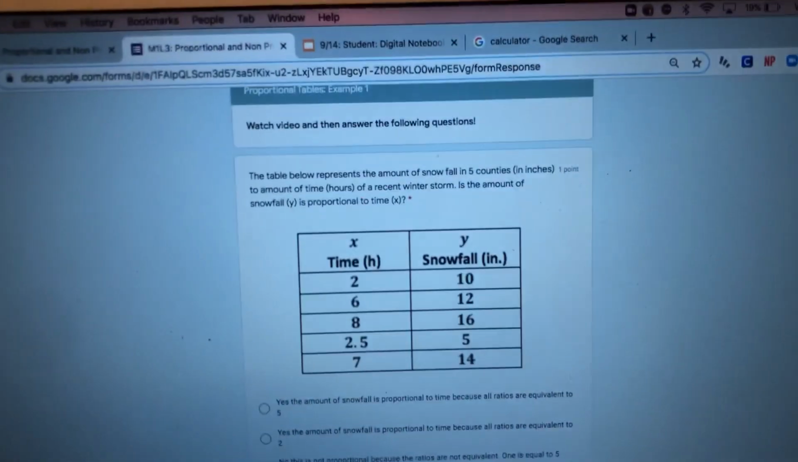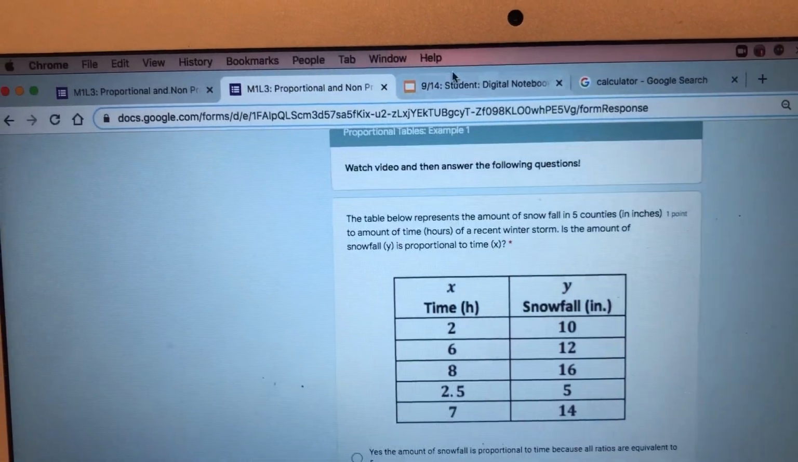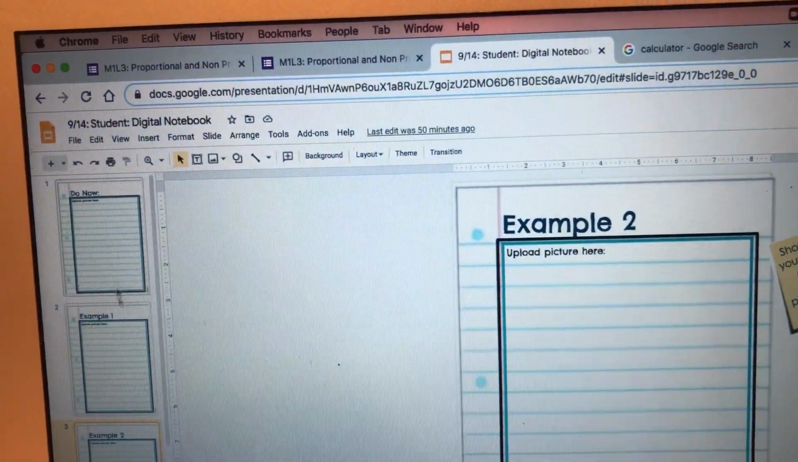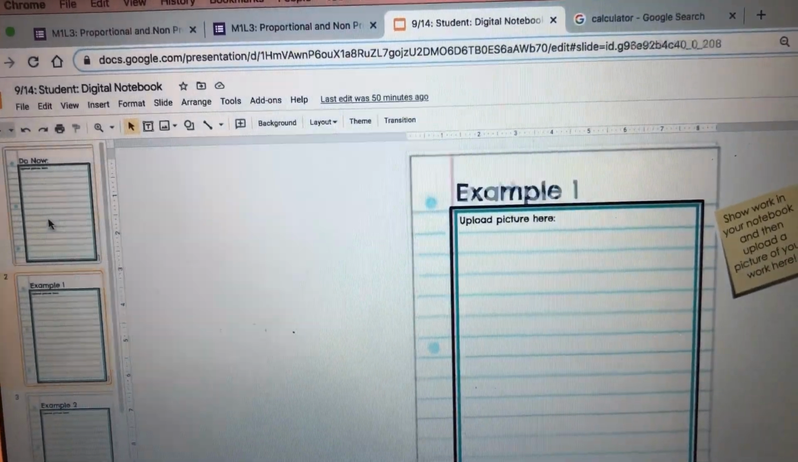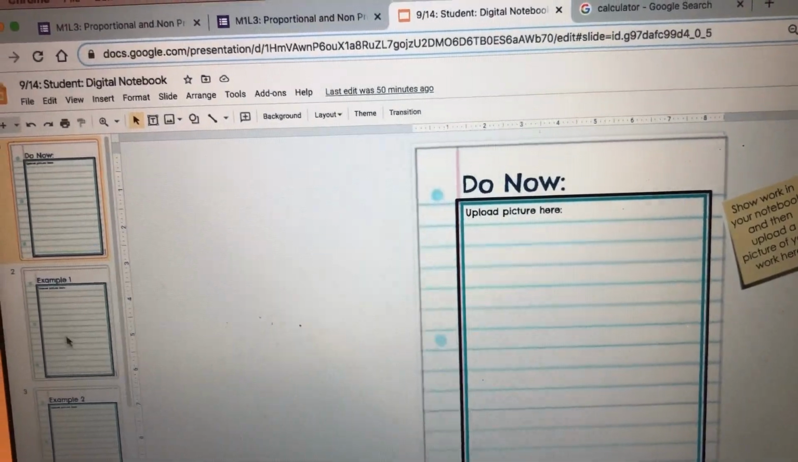So make sure that you take this work and upload it on your digital notebook right here. You're going to do it for example 1. And you should have already had your work uploaded for the Do Now.